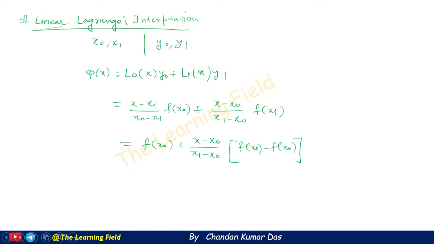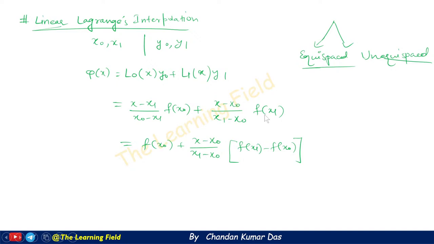Now, one thing is also very important here: Lagrange's interpolation formula can be applicable for any case. That means there are two cases in numerical analysis. One is equispaced nodes, and the second one is unequispaced. Lagrange is applicable in both cases, but Newton's method is not. We will discuss it later in the class on Newton's method.